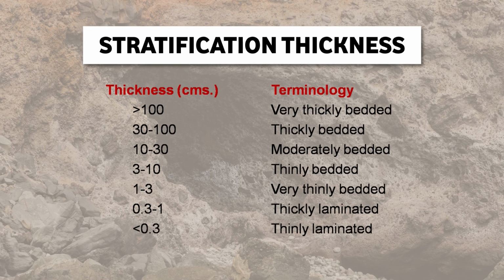More than 100 centimeters is called very thick bed, 30 to 100 centimeters thickly bedded, 10 to 30 moderately bedded, then similarly 3 to 10 thinly bedded, 1 to 3 centimeters very thinly bedded, 0.3 to 1 is thickly laminated, and less than 0.3 is called very thinly laminated.